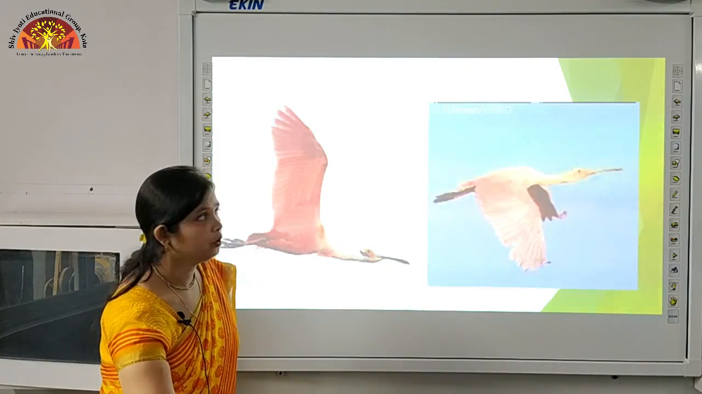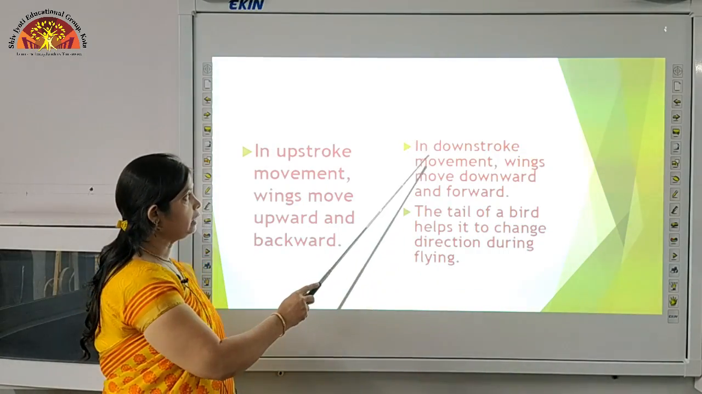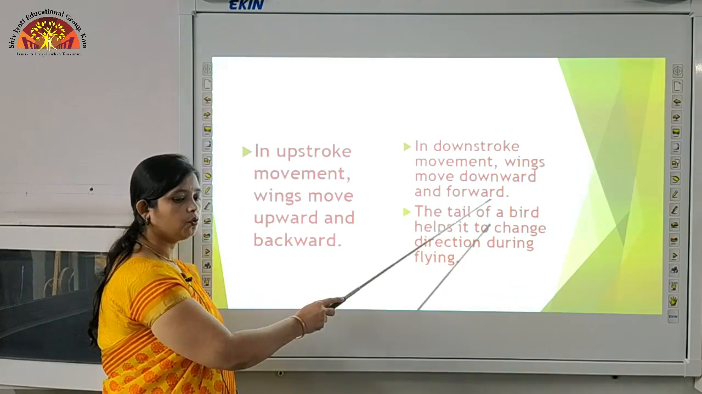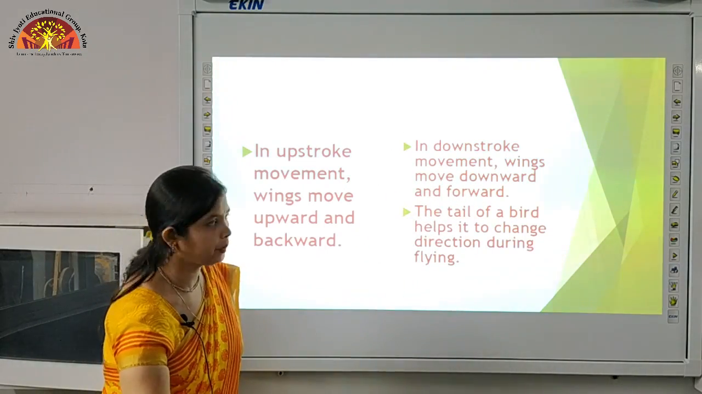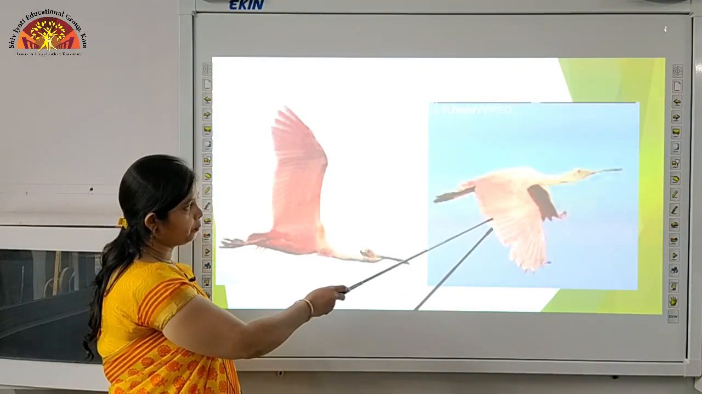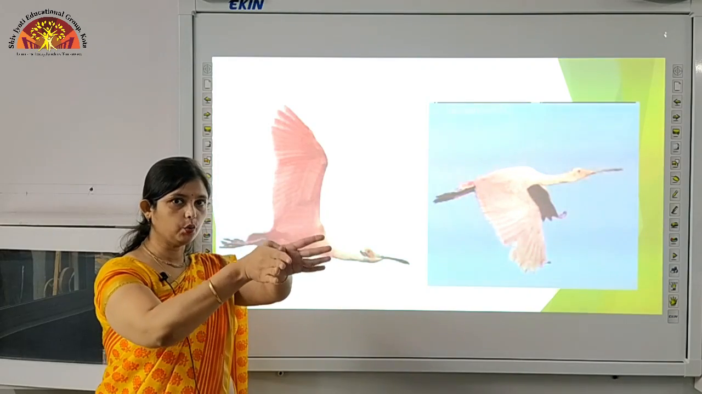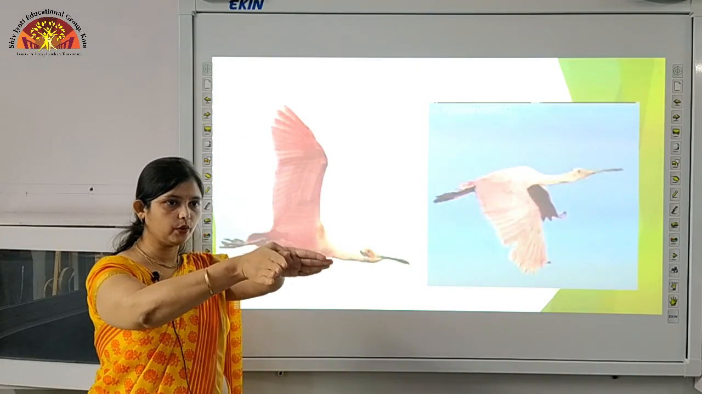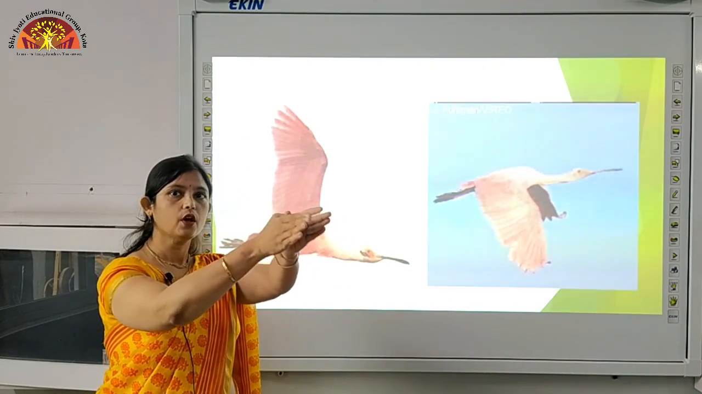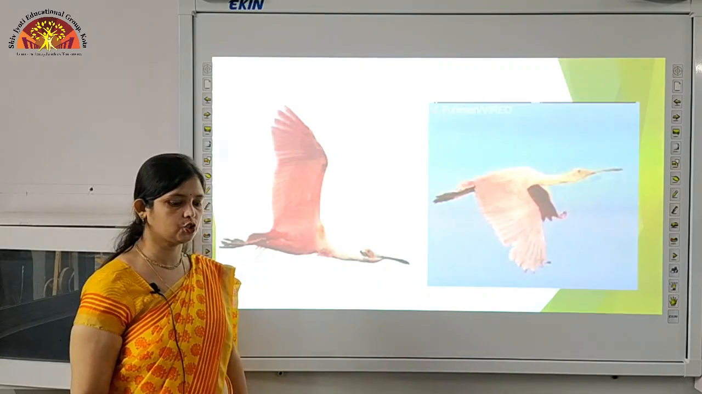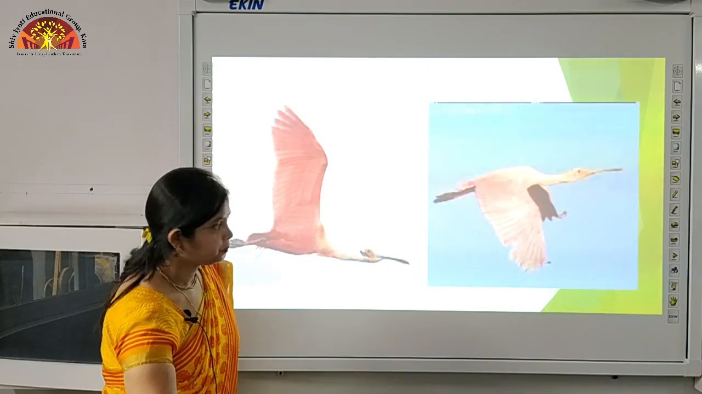Now we come to downstroke movement. In downstroke movement, wings move downward and forward. We again come to the picture. See the second picture. In this, wings are flapped downwards. It's like this. When they flap their wings downward, their body moves forward. So in this way this downstroke movement is shown by birds.